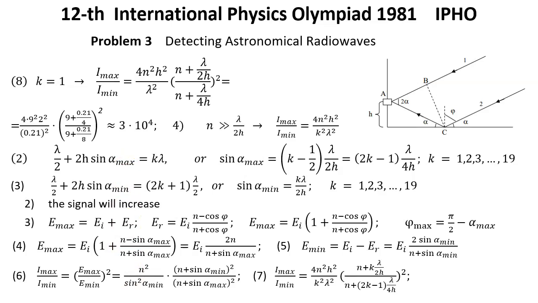Question number 4. Now, using formula number 7 and n much greater than lambda over 2h, we have approximately that I maximum over I minimum equal 4n squared h squared over k squared lambda squared. So with the rising of the star, the ratio of the intensities of the consecutive maxima and minima decreases. So that was solution for question number 4. And now we did all questions for problem number 3.